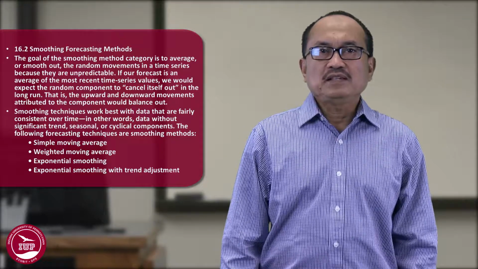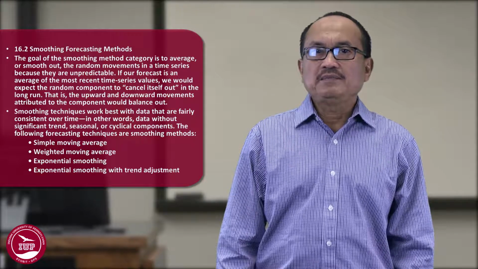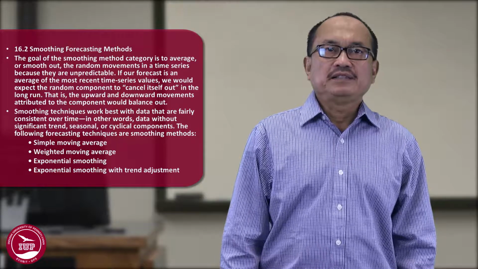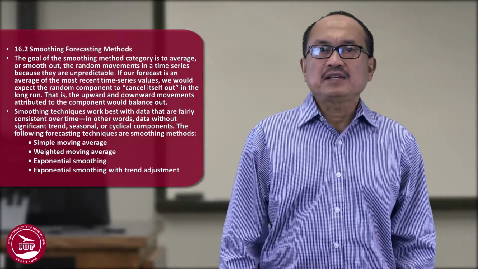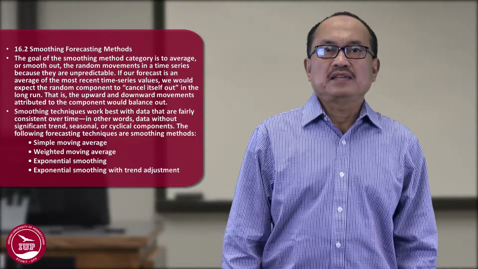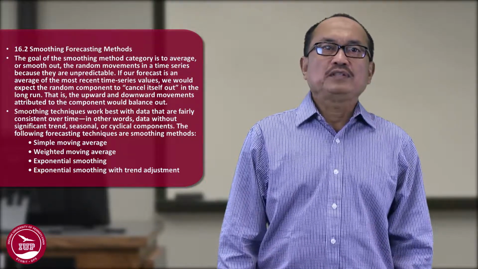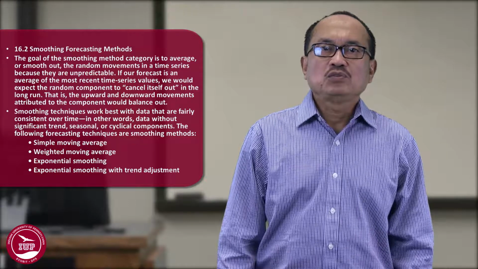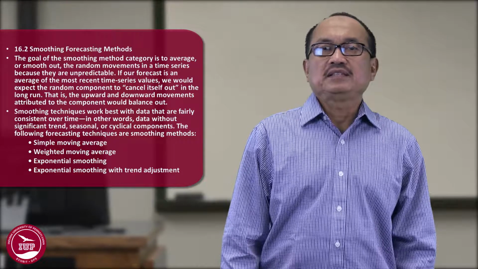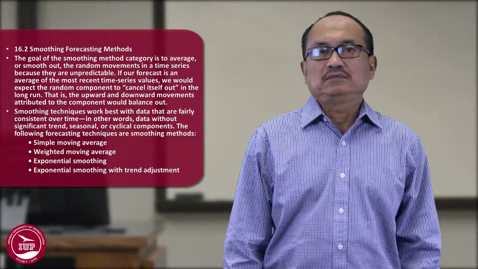16.2 Smoothing Forecasting Methods. The goal of the smoothing method category is to average or smooth out the random movement in a time series because it is unpredictable. If our forecast is an average of the most recent time series values, we would expect the random component to cancel out in the long run. That is, the upward and downward movement attributed to the component would balance out.